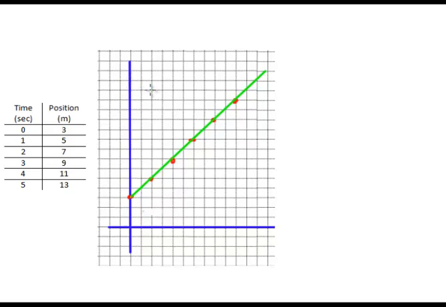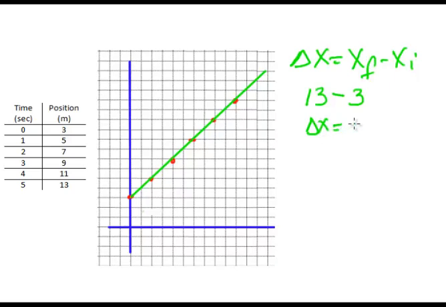Well, usually with the displacement you have to specify the time interval. So for this one, let's just ask, what was the total displacement? That's a real common question, for example, on a test. Well, since displacement is defined as the final position minus the initial position, at the very end its position was 13, at the very beginning its position was 3, and so obviously the displacement is 10 meters.